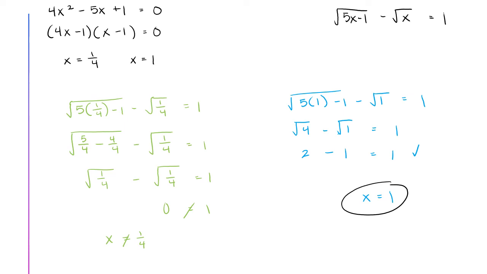These types of problems can have no solutions, which means the apparent solutions that we get both do not work when we plug them back in. We can also have multiple solutions. We could find problems where all of the values of x that we find do work when we plug them back in. And we can have situations like this where we have just one solution.